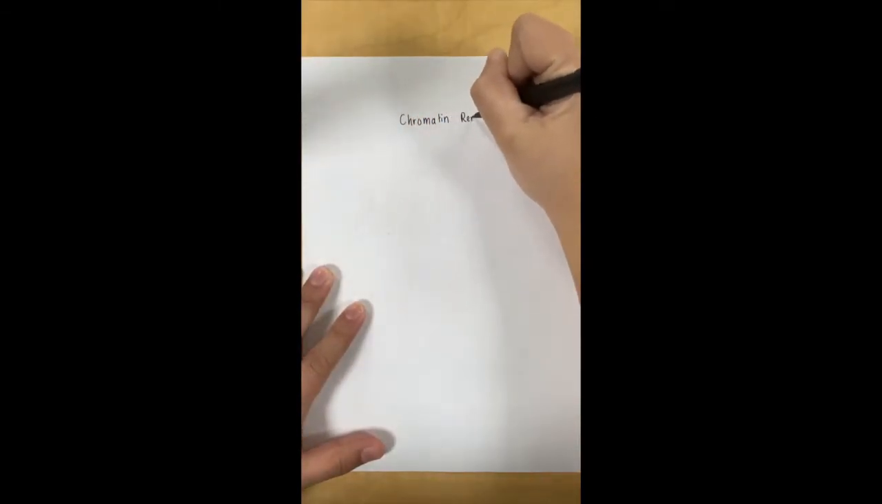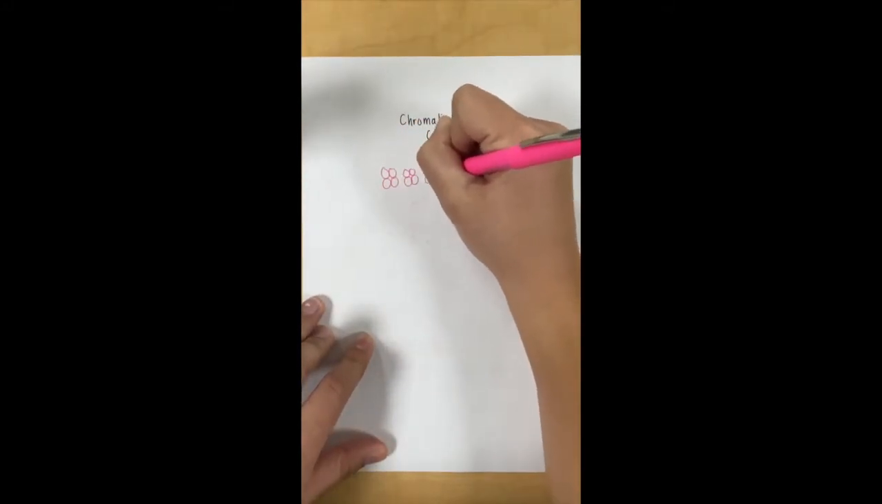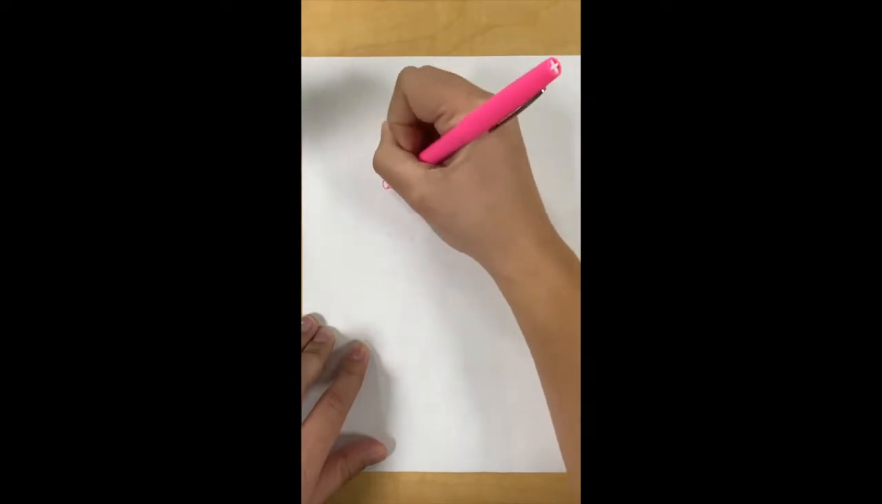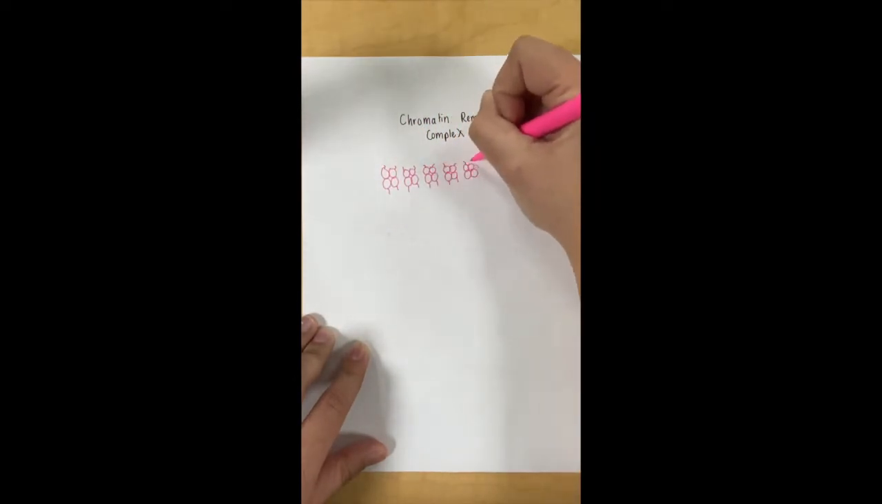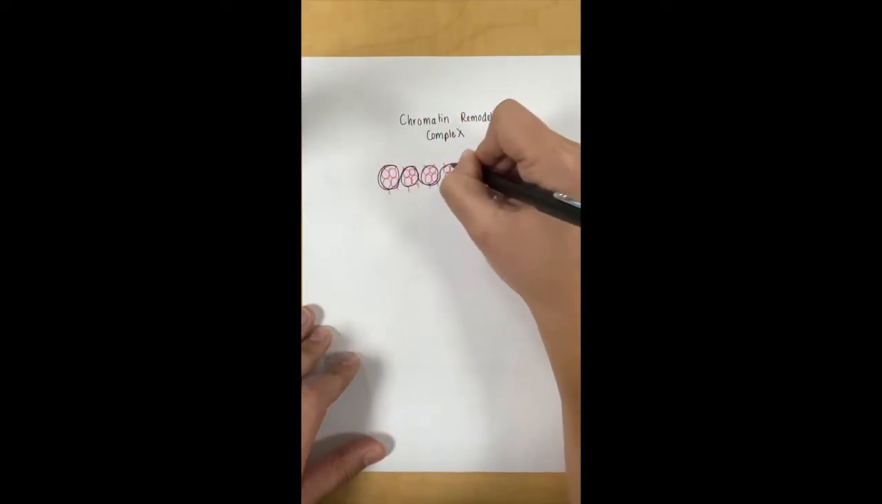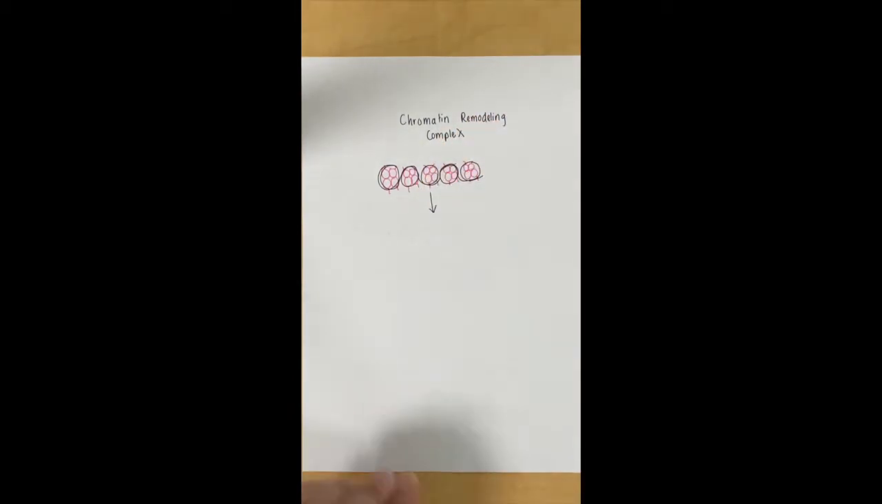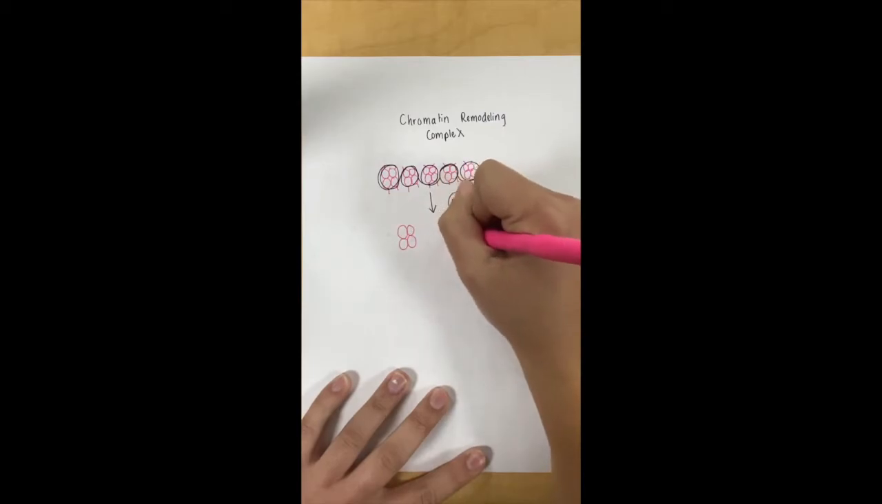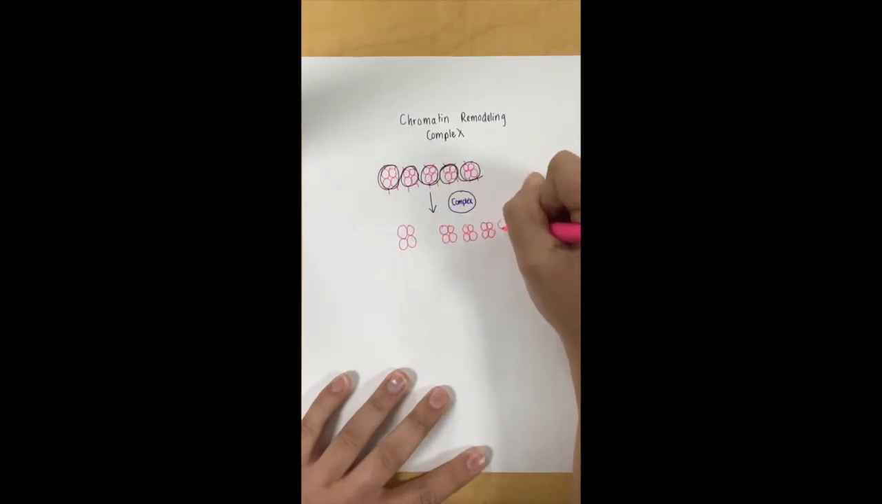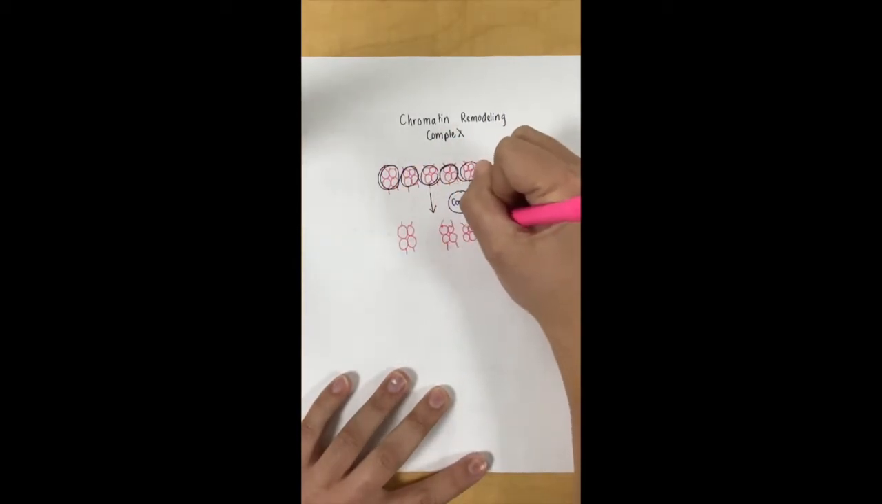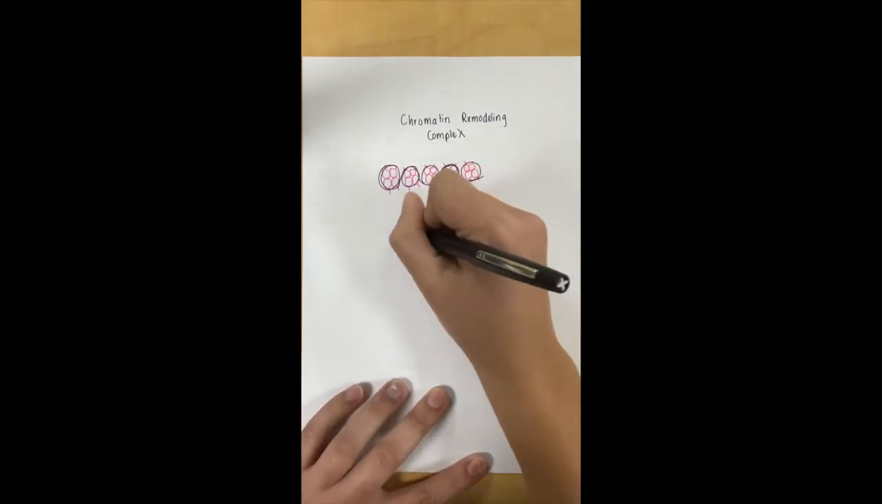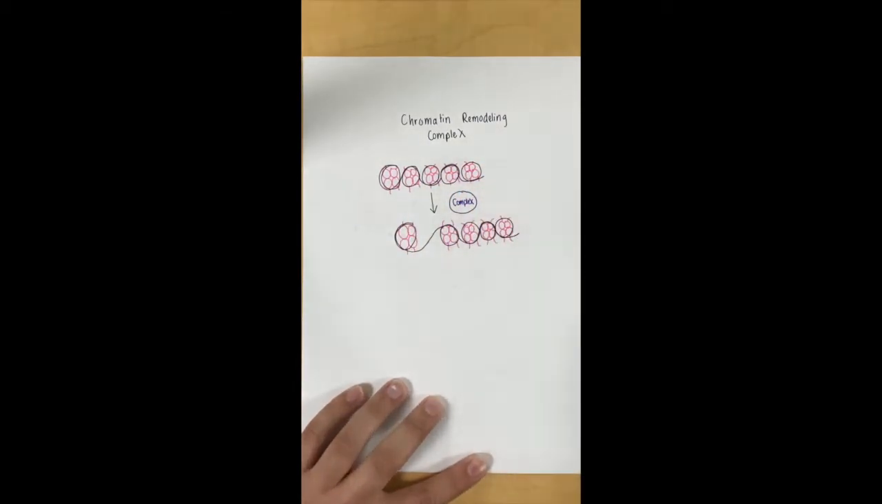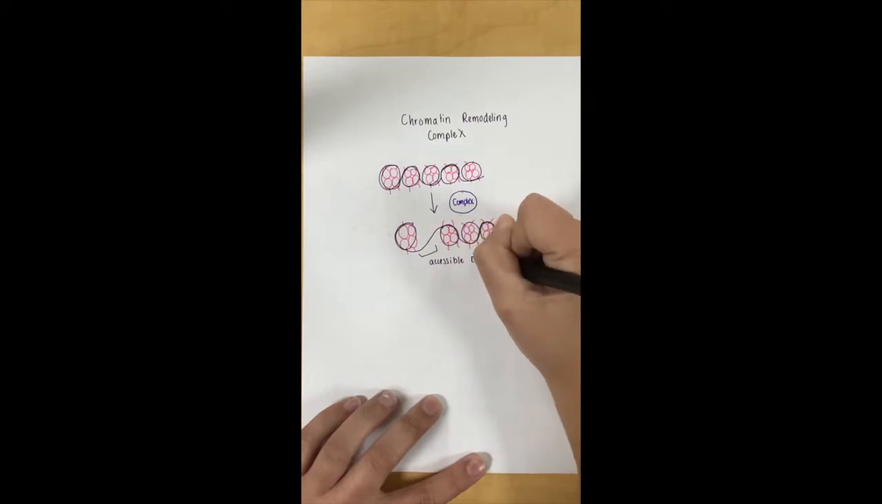Another way cells gain access to DNA sequences is chromatin remodeling complexes. They use energy from ATP hydrolysis to physically force nucleosomes out of the way. While they move the nucleosome, they also thread adjacent DNA onto the nucleosome. These complexes create short regions of DNA that are freed up from compaction and are accessible.